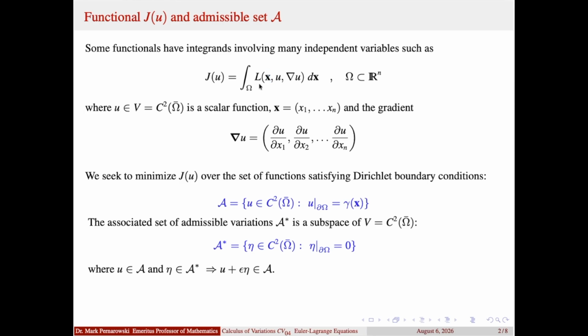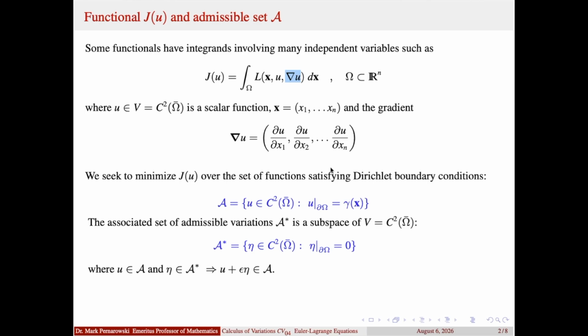The function dependencies are important here. So L is a function of space. It's a function of u, which is a scalar function. And it depends on the partial derivatives of u in the x_i's. So here I've just stated explicitly that by this gradient symbol I mean the partial of u in x1, etc.